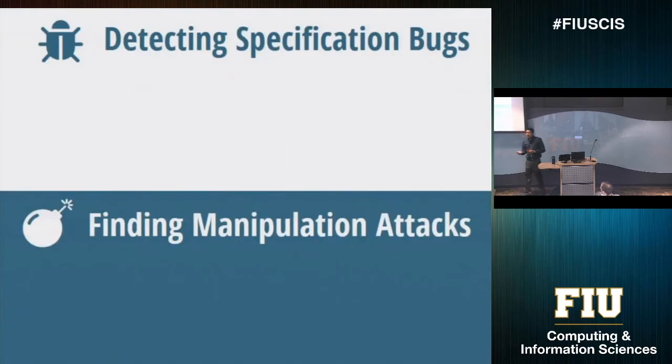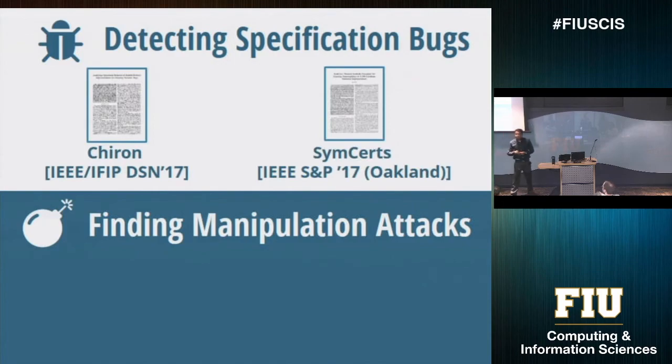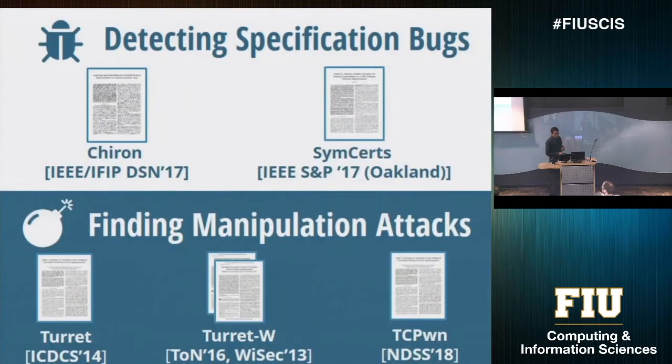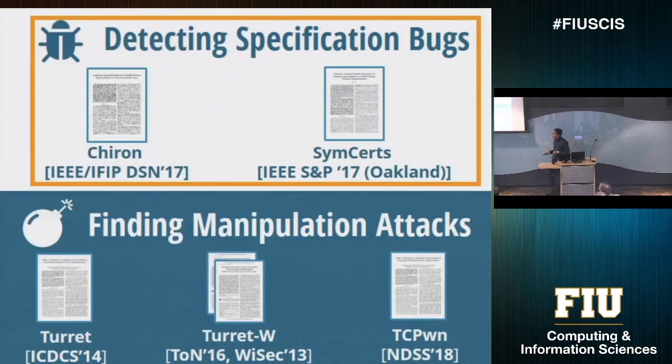So in the detecting specification bugs direction, we have two systems so far: CHIRON and SymCerts, which I will talk about. And in finding manipulation attacks, we have three systems that we built. One is related to distributed systems, one is for wireless networks, and this one is for TCP congestion control, which just recently got published. We got the acceptance notification last month. So for this talk, I'll just focus on these two systems.